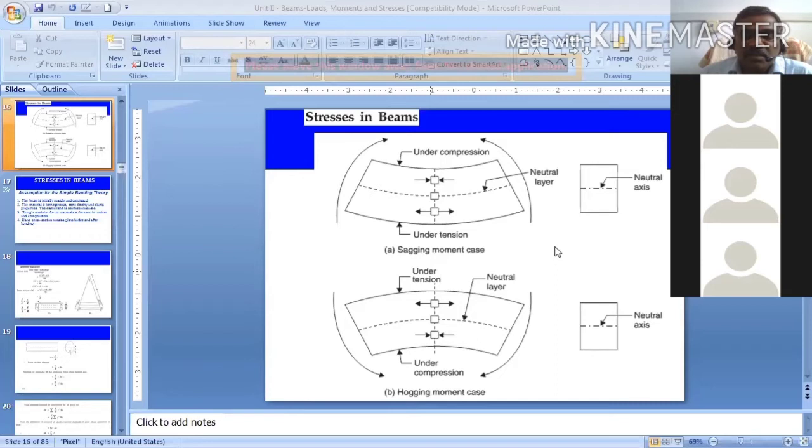In case of hogging bending moment, the beam is bending like that. This is negative and this is convex. If it is convex, this is the neutral axis. Above the neutral axis, it is tension. Below the neutral axis, it is compressive. At the neutral axis, the elongation is zero, strain is zero, and stress is zero.